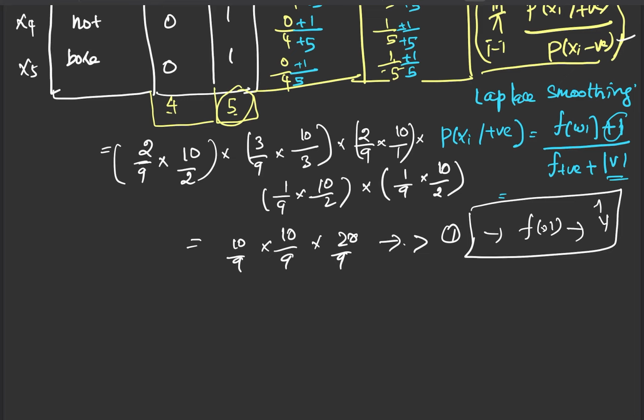In order to avoid multiplying small numbers so many times, we can apply another method, which is taking the log ratio. We will see how to apply that log ratio method and come up with the final Bayesian classifier for sentiment analysis. Till then, thank you.